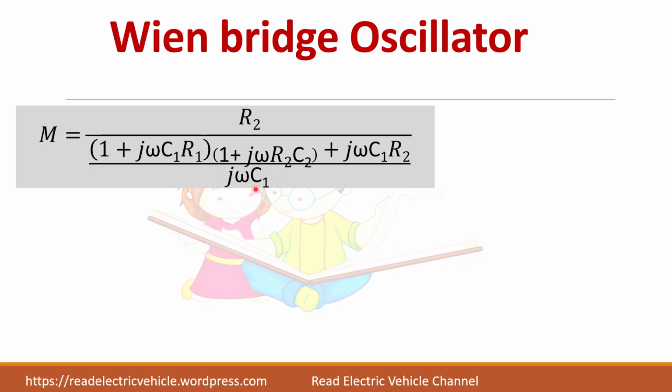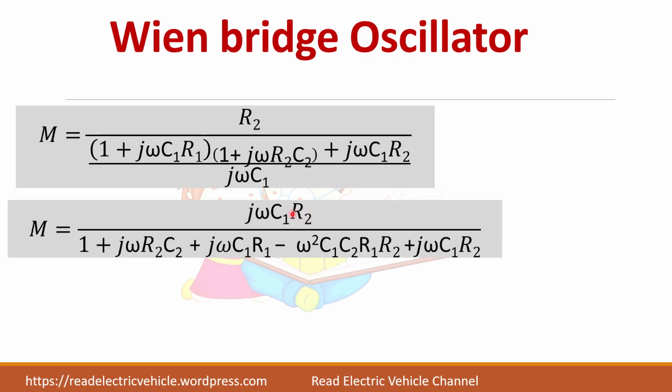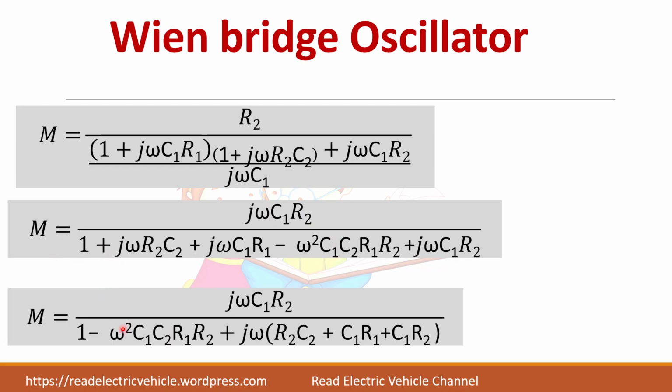So this j omega C1 I can bring to the top numerator. So in the numerator I will have this one. You multiply all these things. When you are multiplying, you should remember one thing, j into j becomes j square, which is equal to minus 1. So for this particular multiplication, you will get minus omega square C1, C2, R1, R2 plus this term. Now we can split the real part and imaginary part. So I am bringing this term here and the j part this side.